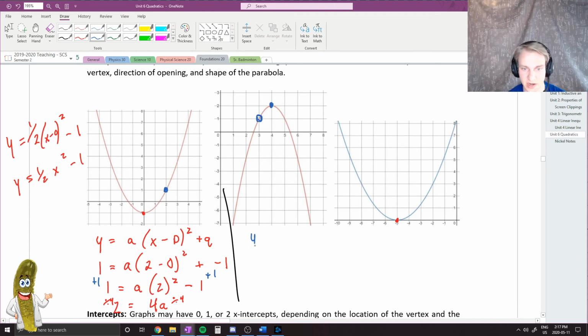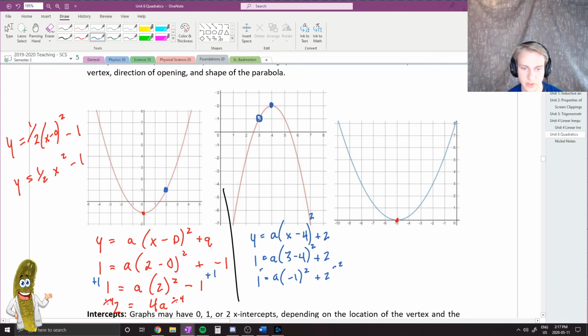And so when I plug this in, I have y is equal to a times x minus, well, I know what my vertex is. My vertex has an x value of 4, and it has a y value of 2. And then I'm going to plug this point into that equation. So y value of 1 is equal to a times 3 minus 4, squared, plus 2. So 1 is equal to a times negative 1 squared plus 2.